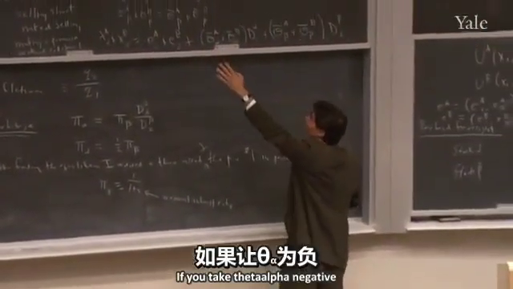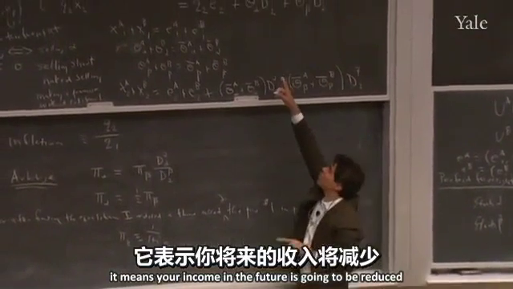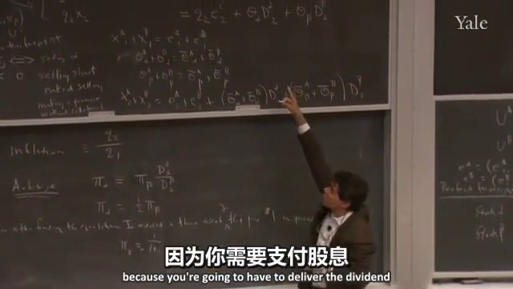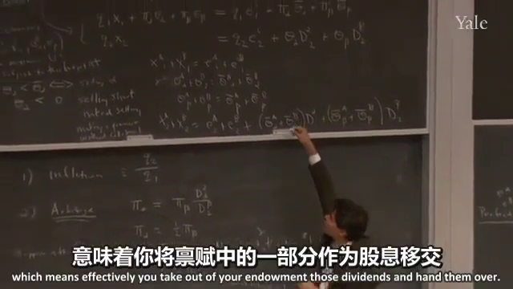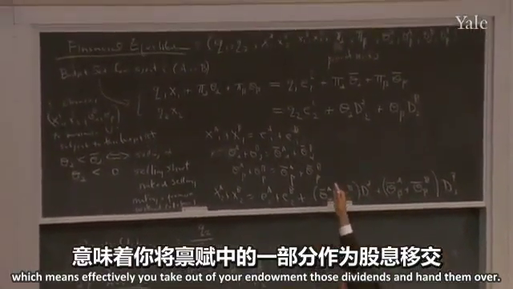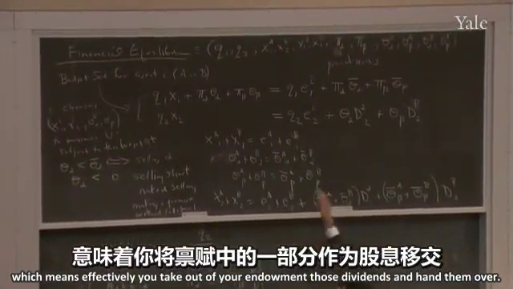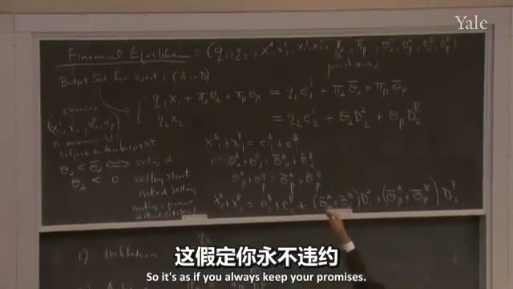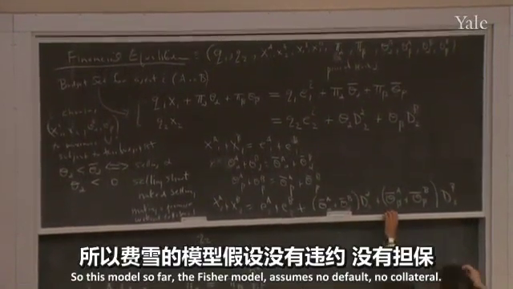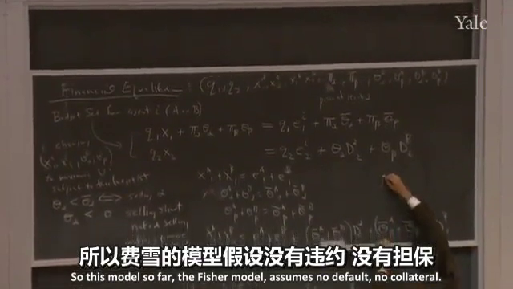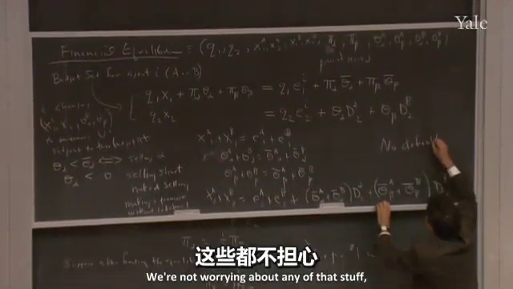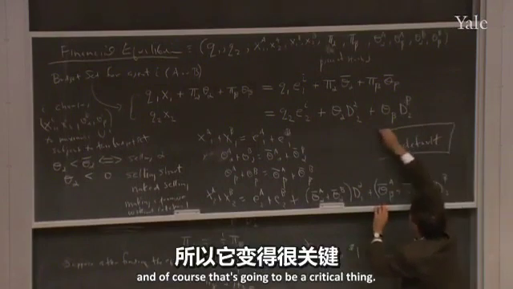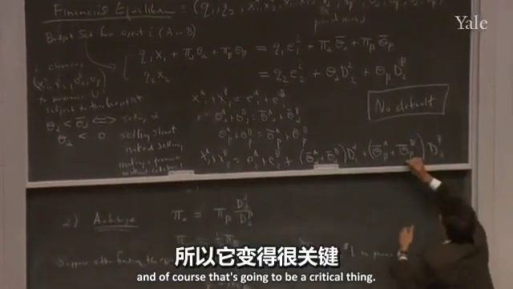If you take theta alpha negative, it means your income in the future is going to be reduced, because you're going to have negative dividends, which means effectively you take those dividends out of your endowment and hand them over. So it's as if you always keep your promises. This Fisher model, so far, assumes no default, no collateral. We're not worrying about any of that stuff. Of course, that's going to be a critical thing.